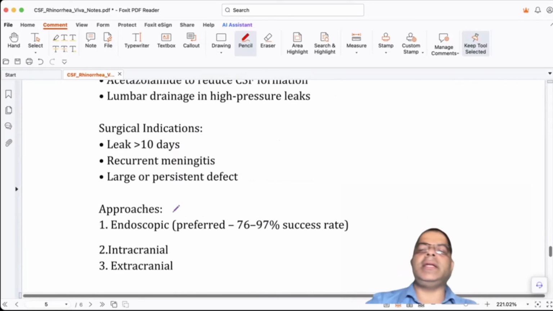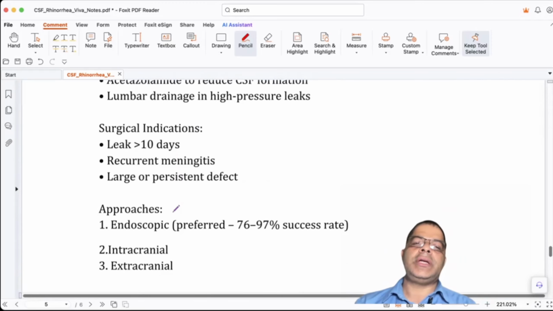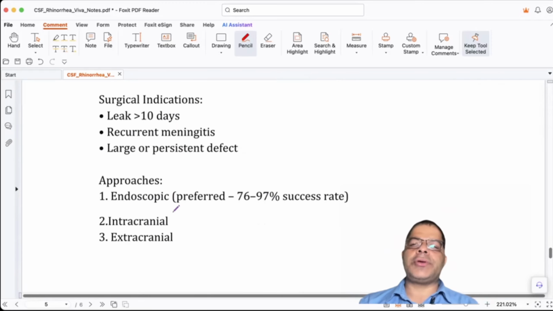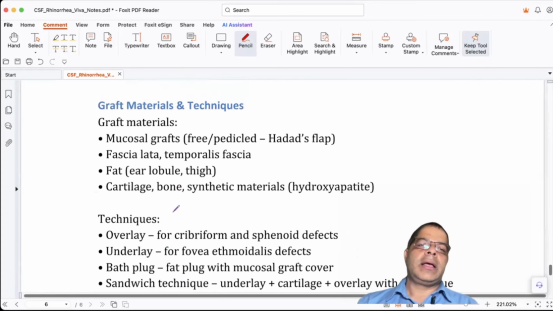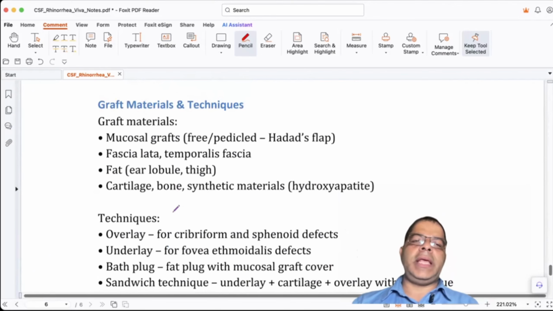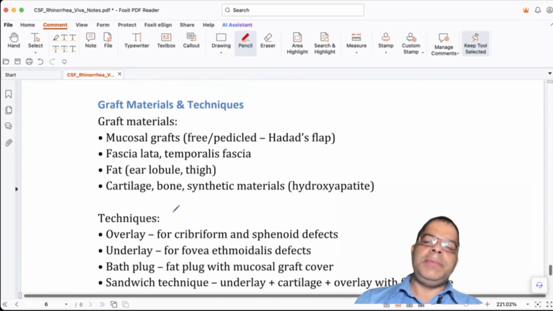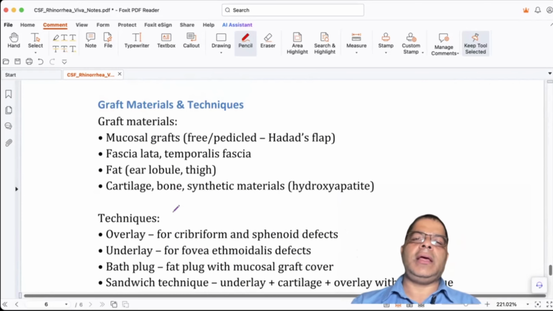Surgical indication: if there is a CSF leak, you have to wait for 10 days. And if there is recurrent meningitis in the patient and a large persistent defect, after 10 days also you do surgical repair. Approach: I prefer the endoscopic approach, with around a 97% success rate. There is a discussion of intracranial and extracranial approaches, now almost replaced by the endoscopic approach. Graft: there are different graft materials. Most common is the ear lobule graft, and next is fascia lata and mucosal graft, Hadad flap, crucial here, which is a pedicled vascularized flap, the Hadad flap.